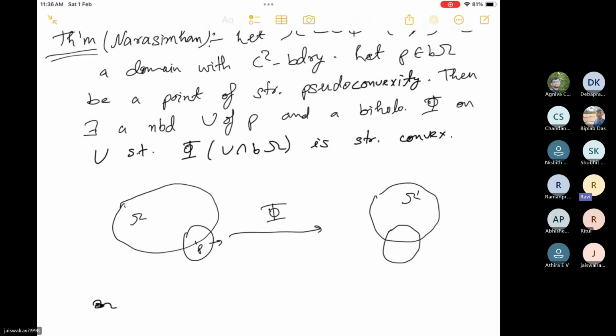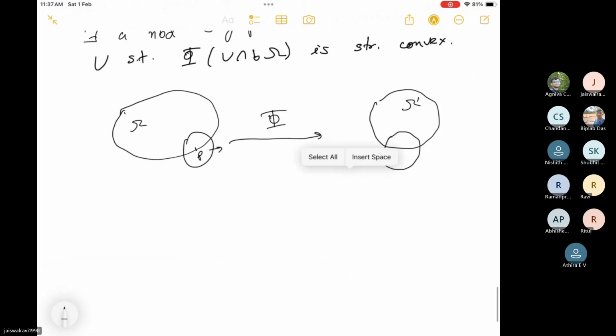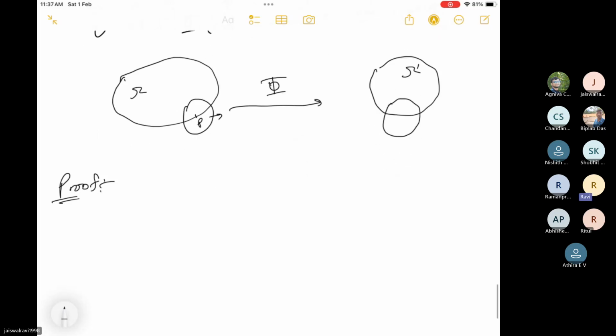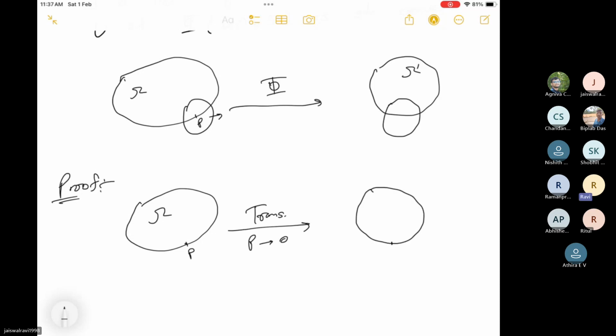Yeah, I will complete this proof quickly. Basically we have to find the phi such that phi of U intersection boundary omega is strongly convex. So let us give the proof. We have here P a point of strong pseudoconvexity, and this is omega. First we translate such that P will go to 0. So P is at 0.